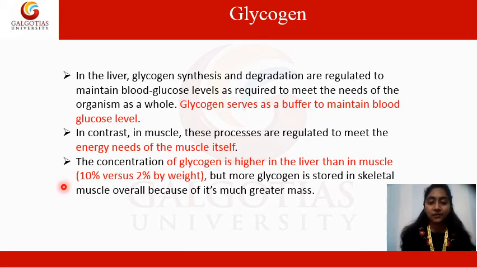The concentration of glycogen is higher in the liver than in muscle. That is, 10% of glycogen by weight is stored in the liver and 2% by weight is stored in muscles. But as we all know, skeletal muscle overall mass is more than the liver. So in general, more glycogen is stored by the muscles.